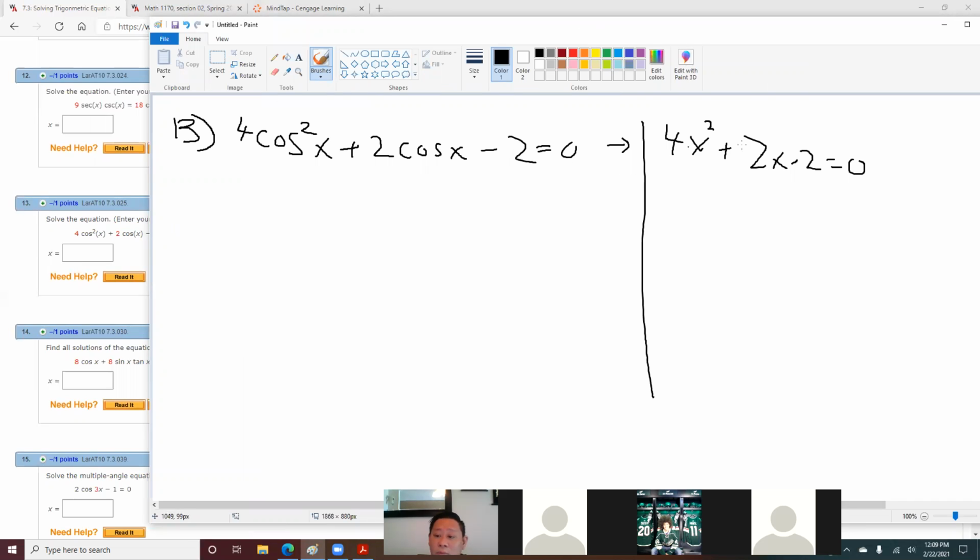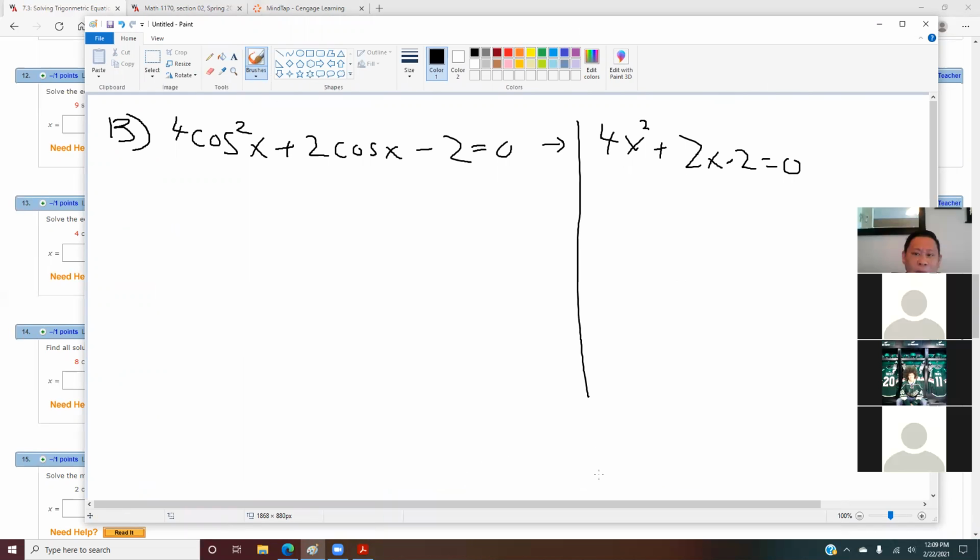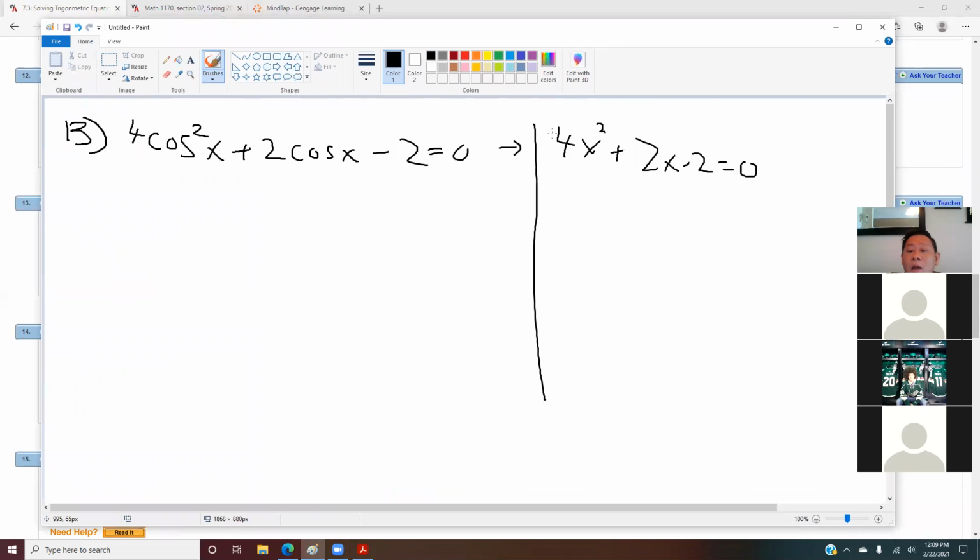Does anyone know how to solve this kind of quadratic equation here? You can use the quadratic formula also. You know the quadratic formula, right? They are the same thing, but factoring is faster. So first thing first, you can find out that these can all be divisible by what? 2. So even before you start, if you are doing the quadratic formula, make sure you reduce your numbers. So I will divide everything here by 2. So I get 2x squared plus x minus 1 equals 0.